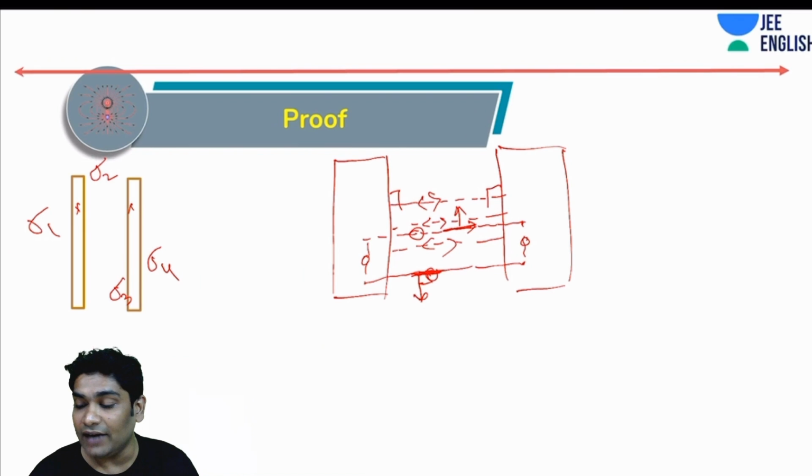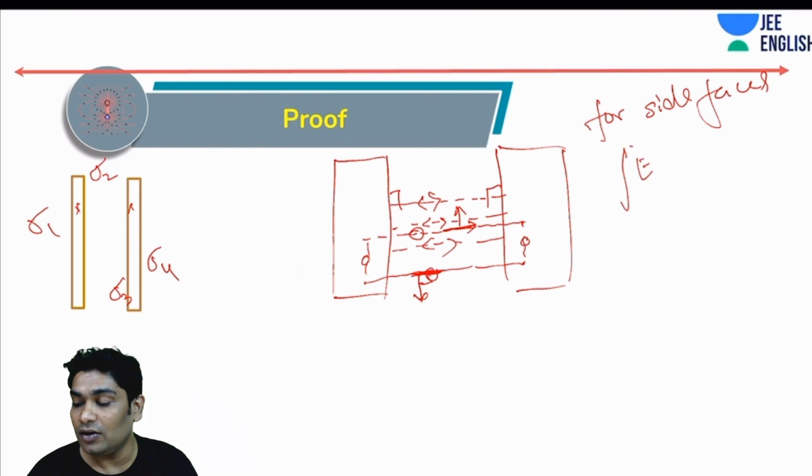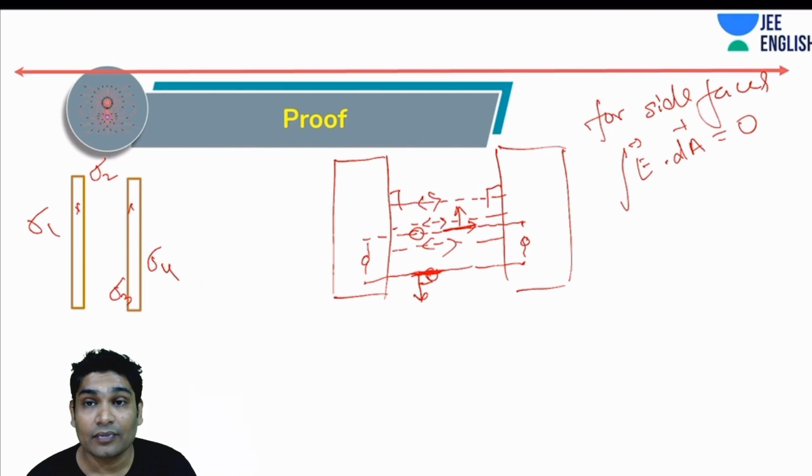I know for side faces, side face, can I say of E? Can I say that? Because E and dA all. And how about the two end faces? This will also be 0. Why? Because the E at these. Why? Because these faces are lying inside the volume.